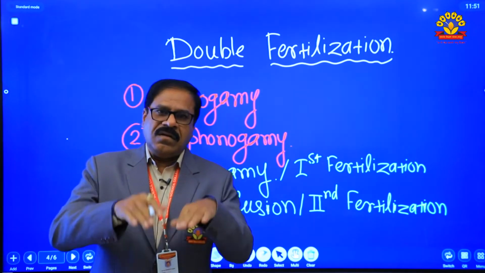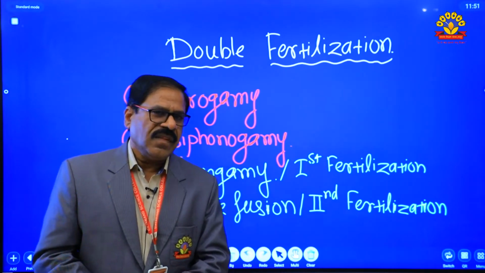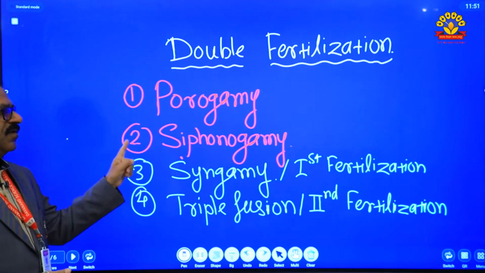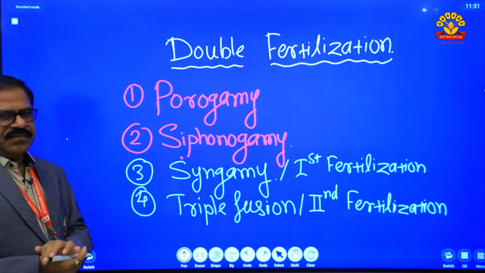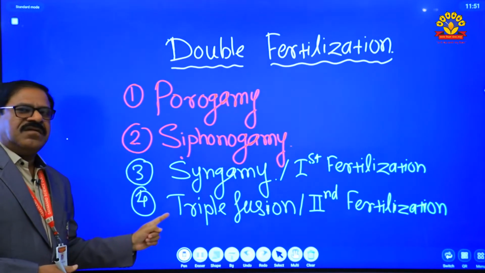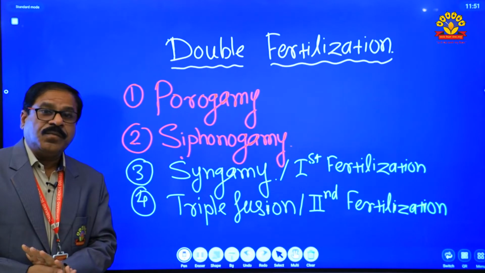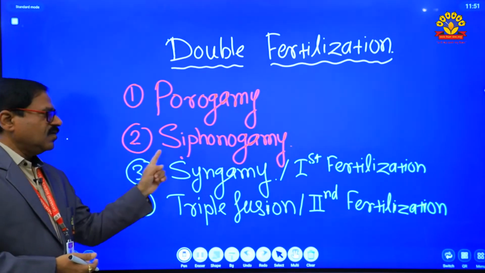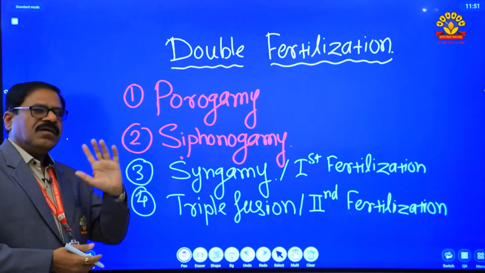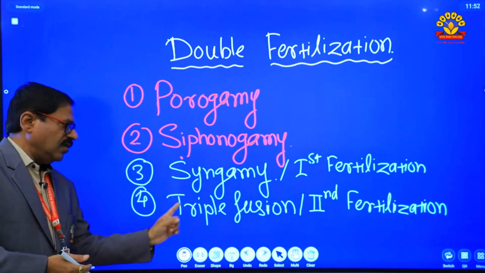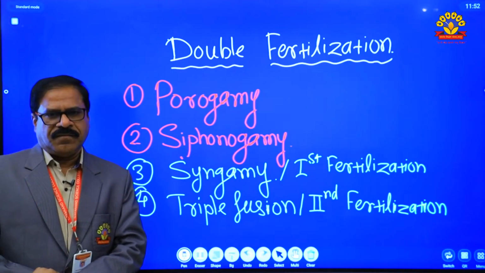Now, we have to understand the detailed mechanism of this double fertilization. The process of double fertilization is completed by four sequential steps, where number one is known as porogamy, second siphonogamy, third syngamy, and the last one is known as triple fusion.